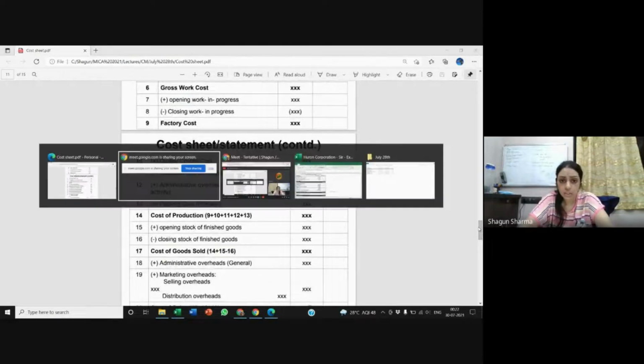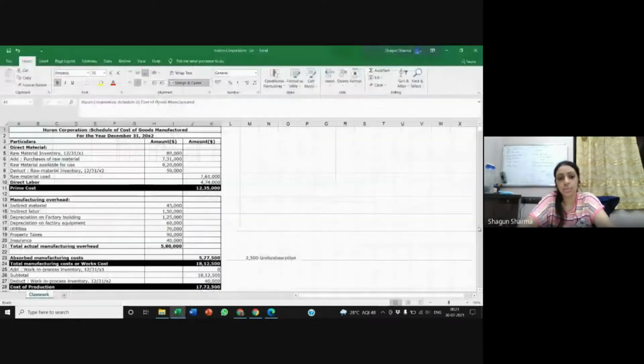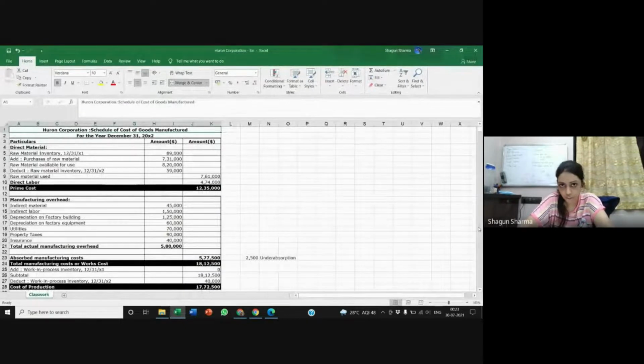Okay, now there is one case study related to the cost sheet called the Huron cost sheet. So what I'll do is, due to paucity of time, for now I'll just run you through the solution. But I do encourage you to try this case study on your own. It's a direct replica of the cost sheet that we just theoretically learned.